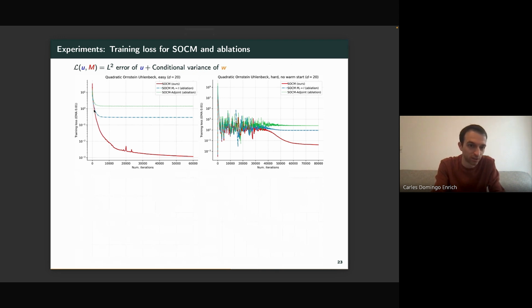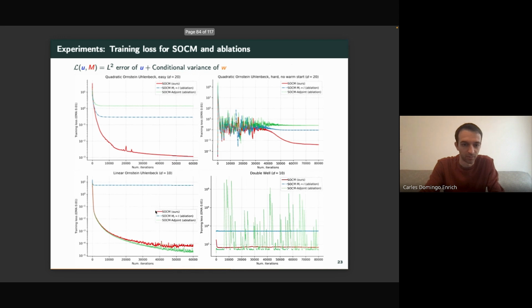And here we see very clearly that when we optimize M, the training loss is actually going to 0, which means that both the L2 norm of U and the conditional variance of W are going to 0. While for the ablations, the L2 norm of U is actually pretty close to 0 because that's what we saw in the previous slide. But when we look at the conditional variance of W, it's not so. And of course, that means that our gradient is more noisy. Same story for all of them. Actually, in one of them, like here, SOCM adjoint manages to get very low conditional variance. But this is a story that seems to be consistent.